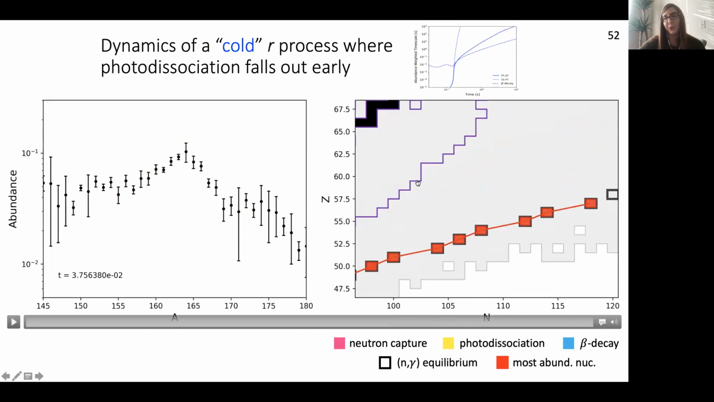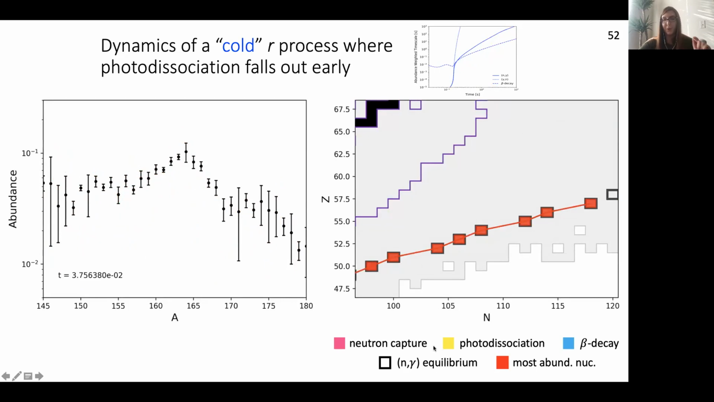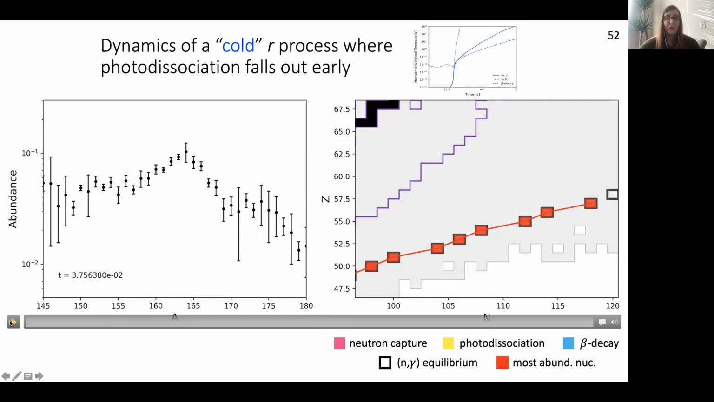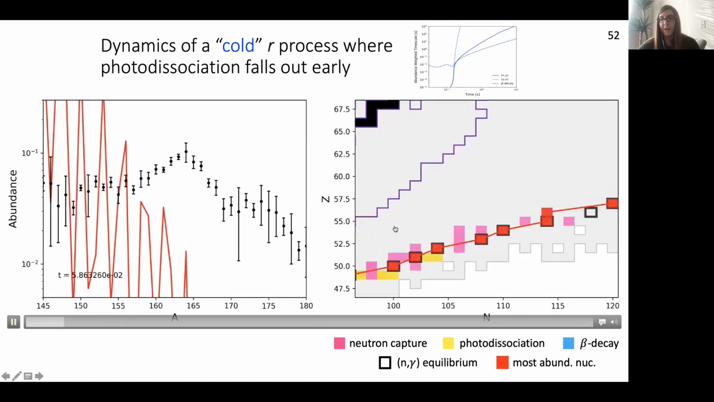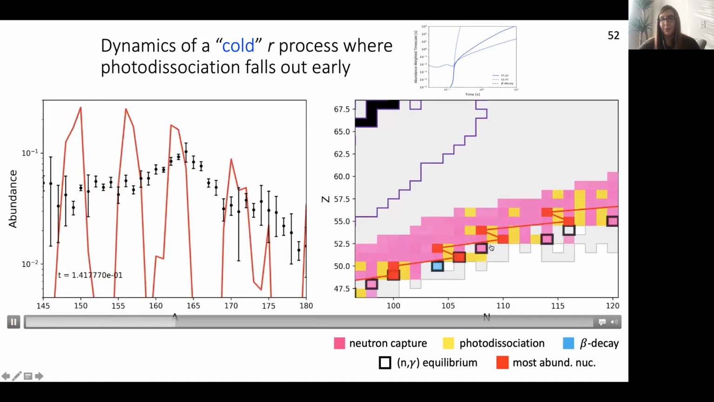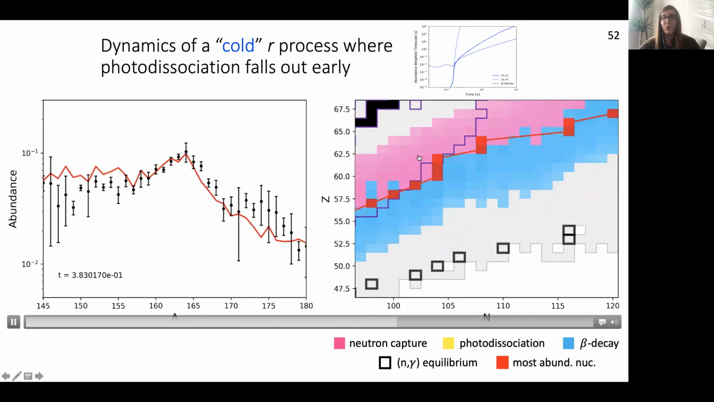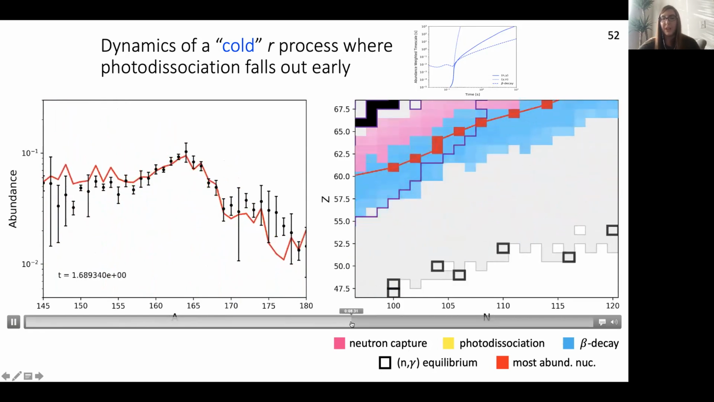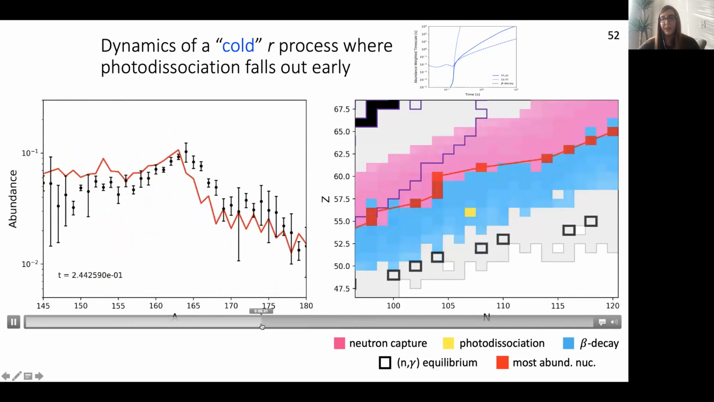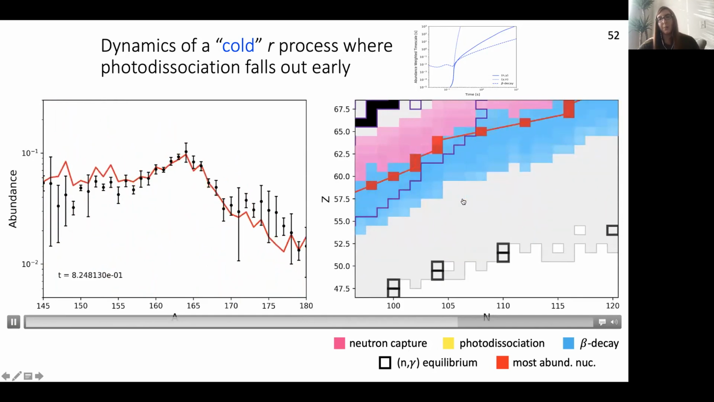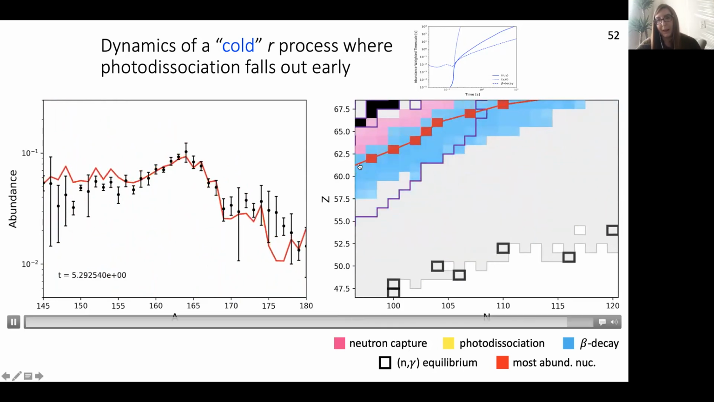Now let's look at a cold R process and just quickly remind yourself of what each of these is. Pink is neutron capture, yellow photodissociation, blue beta decay. And the boxed ones are (n,γ)-(γ,n) equilibrium. Let's watch the cold R process proceed. Okay, here we go. We started out in (n,γ)-(γ,n) equilibrium, but we're failing already very, very early. And it's beta decay and neutron capture that are competing. Photodissociation, although it was there for a bit, really does not show up very much. And your abundances are dominantly shaped by this competition of neutron capture and beta decay.